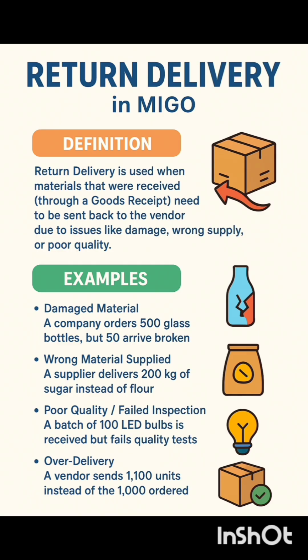Another last example, a vendor sends 1100 units instead of 1000 ordered. So the extra 100 units must be returned because this is over delivery. So all these purposes will be dealt with through MIGO, and we will use the return delivery option of MIGO.